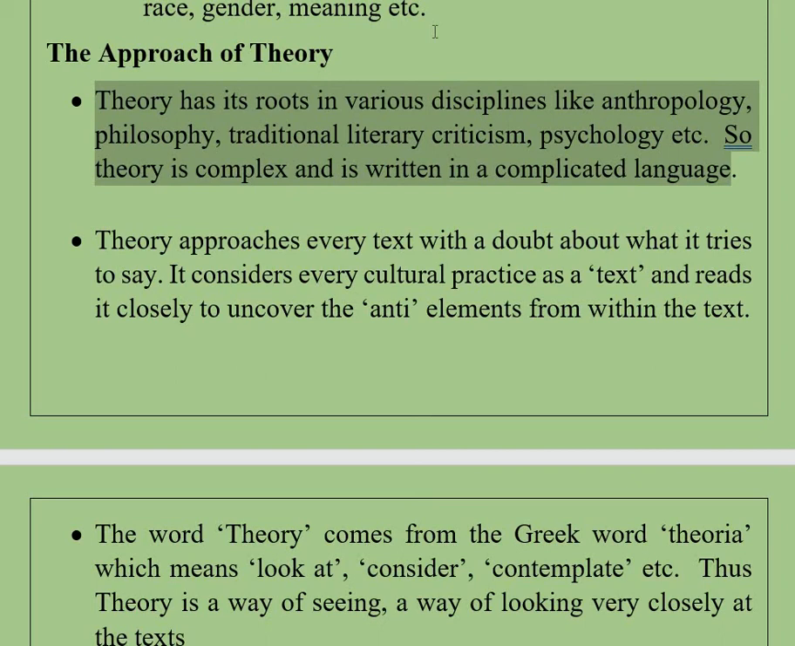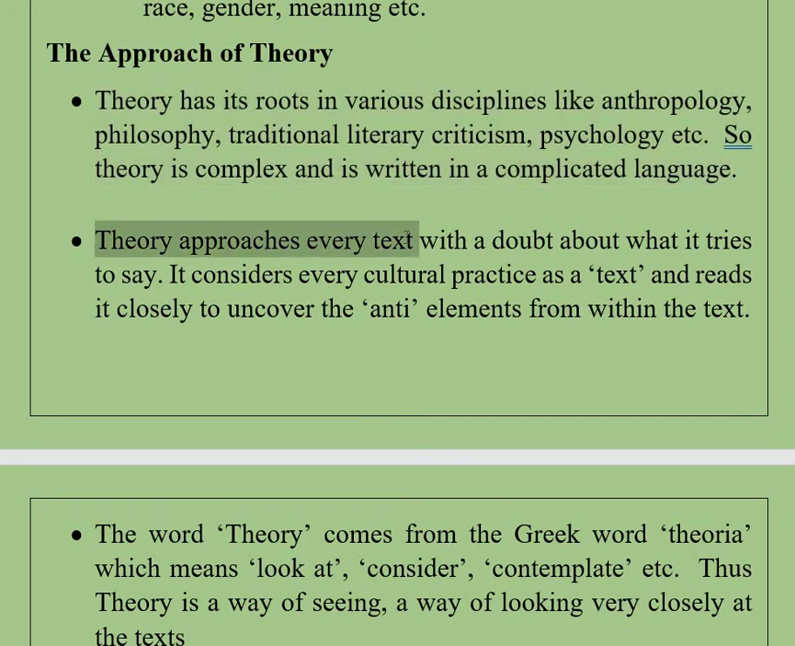The reason is that they originated from topics which are complicated or complex. That is why it is written in a complicated language. Theory approaches every text with a doubt about what it tries to say. So theory is doubtful of everything. See, that is the feature of philosophy. Philosophy makes us skeptical, doubtful. So theory is also like that.